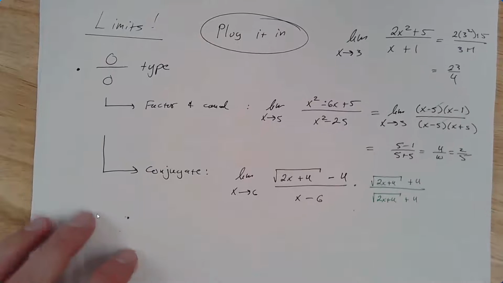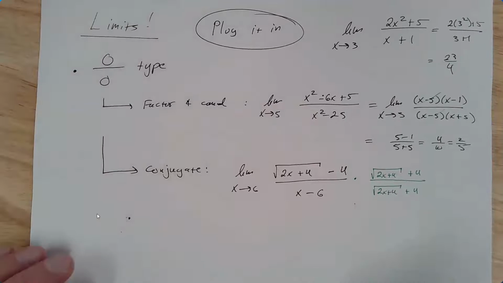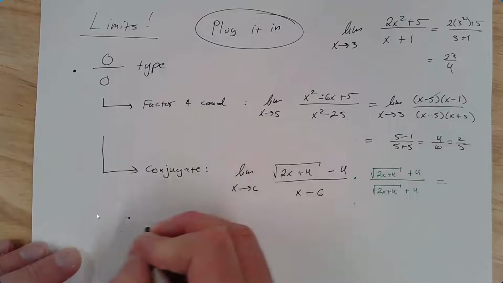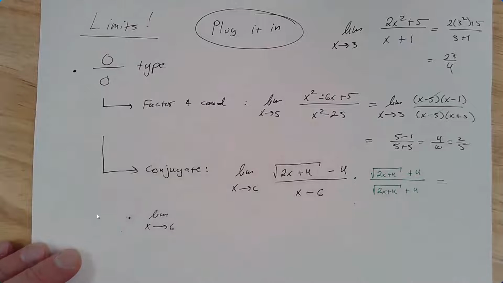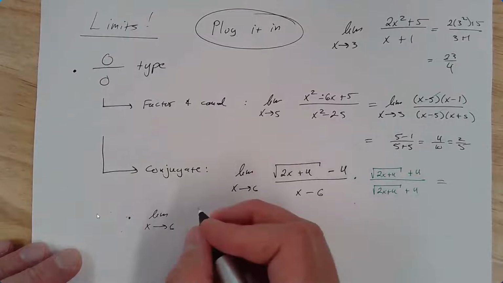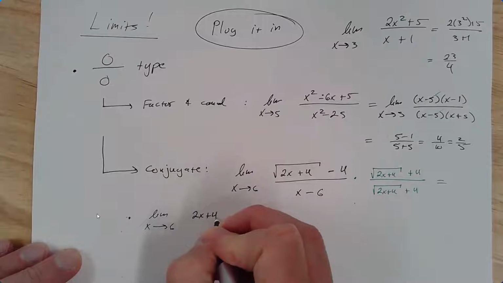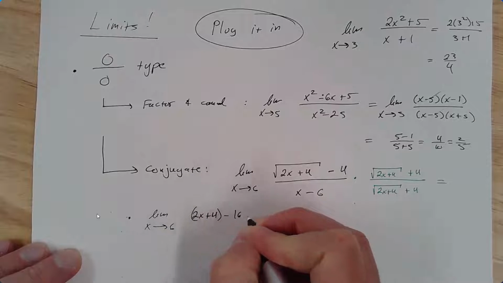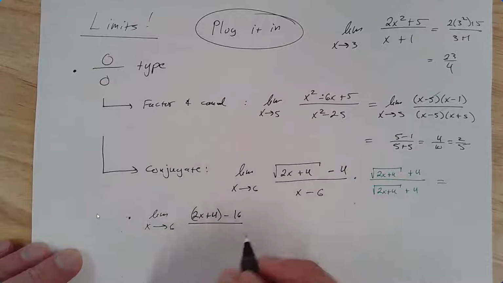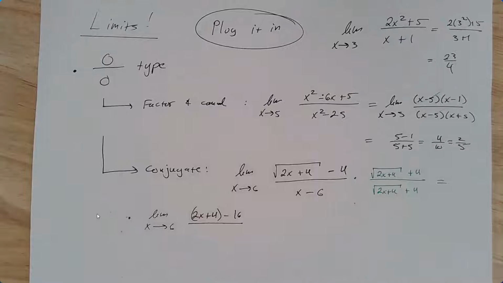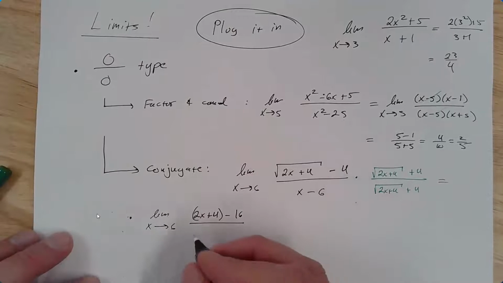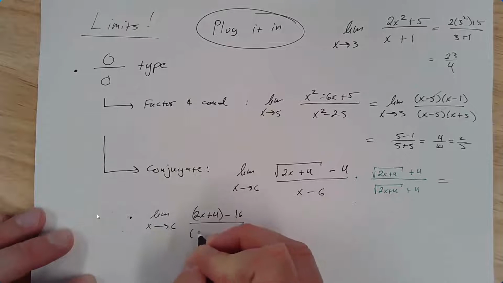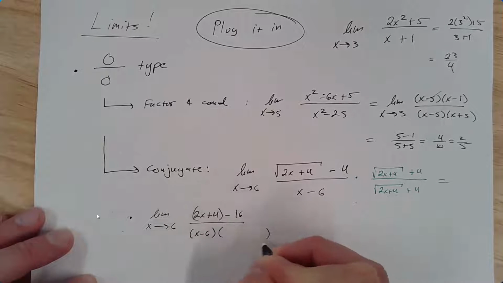We might as well do the work since we're already showing the things. So this ended up being the limit as x approaches 6. When you multiply conjugates, you get the first thing squared minus the second thing squared. The middle terms cancel. That's the whole reason for multiplying by the conjugate. And the bottom, you don't multiply it out. You get x minus 6 times the conjugate.